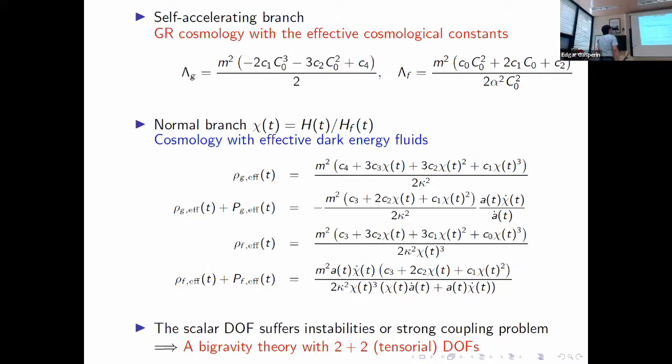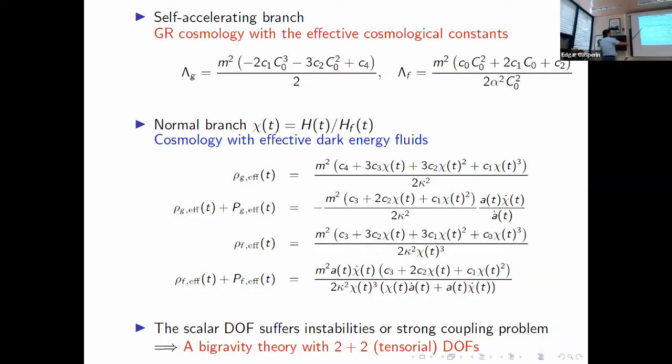Then, for example, if we consider the first branch, the self-accelerating branch, then what we get is exactly the GR Friedmann equation with the following effective constant. But the value of the effective gravitational constant is given by the graviton mass. I think the name self-accelerating comes from the fact that we can get the acceleration of our universe without any possible source that is driven by the matter.